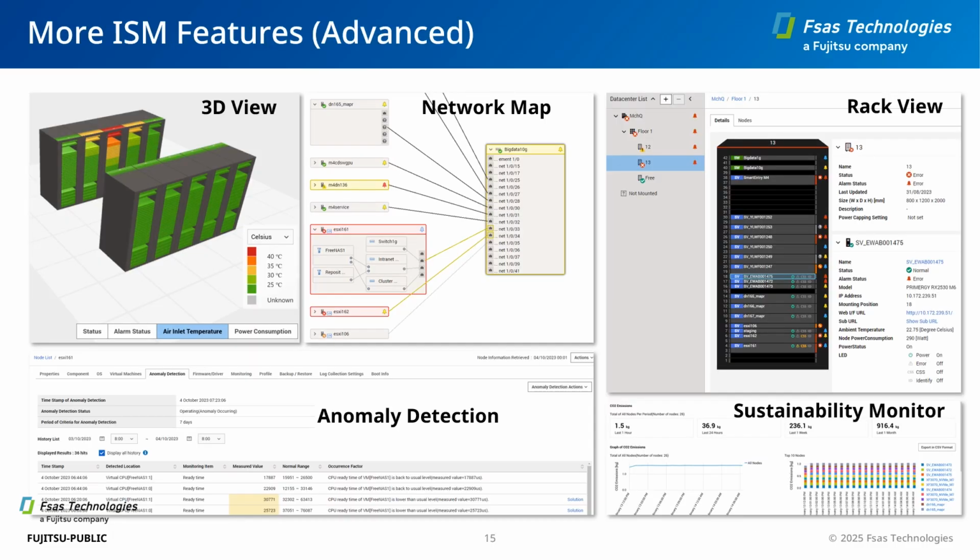Finally, let's highlight some additional features available in ISM Advanced: 3D view, network map, rack view, anomaly detection, and a sustainability monitor.